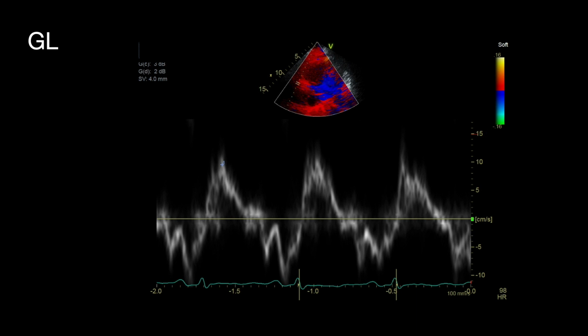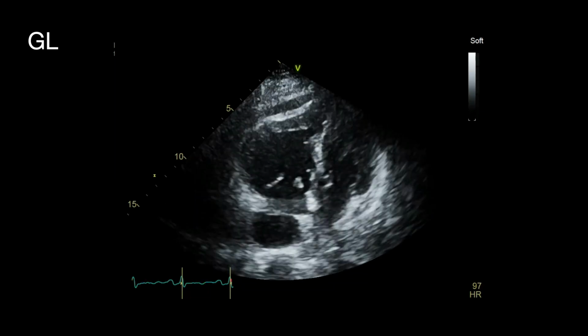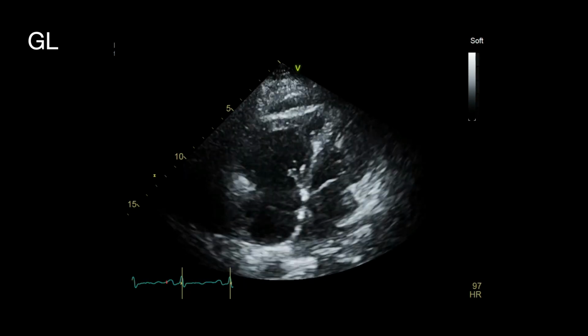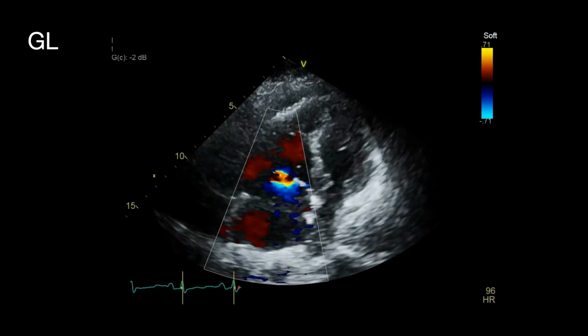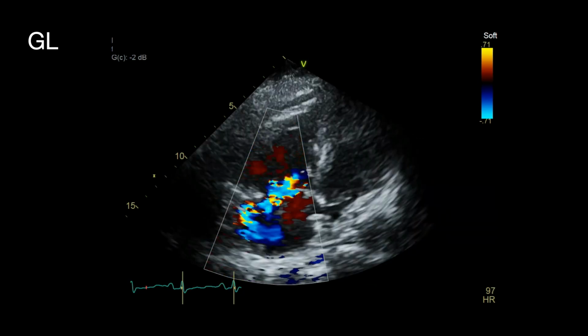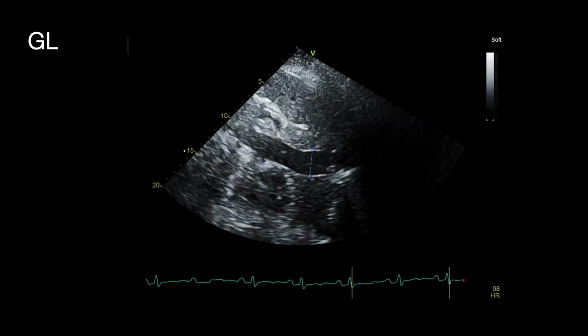Its function is reasonably normal, so the RV S prime is about 10. Visually, I don't think it looks quite that good, but probably need to look at a few more images, which isn't really the focus of this talk. Colour over the tricuspid valve, again demonstrating tricuspid regurgitation. And CW through that tricuspid regurgitation, which again is consistently demonstrating a velocity of 4 meters per second, which is elevated. We can work it out with the equation.